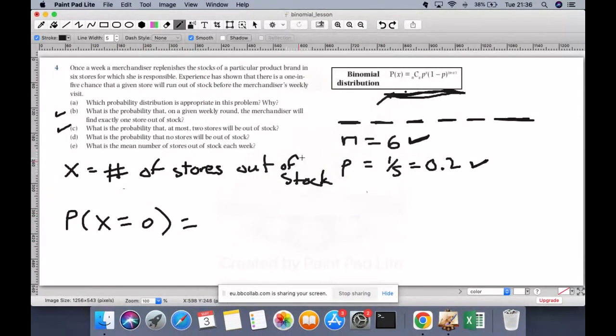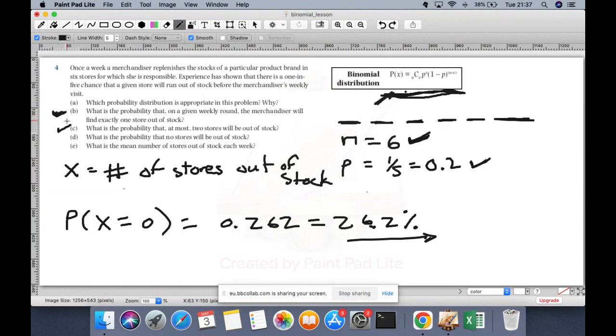And all you're going to do is substitute 0 into the formula, and your n does not change, as I said before, and neither does your p. And if you put all those values in, you should get 0.262 or 26.2%. All right. So we do it exactly like how we did it for question B. For B, we substitute 1 for x, but for question D, we're going to substitute 0 for x.